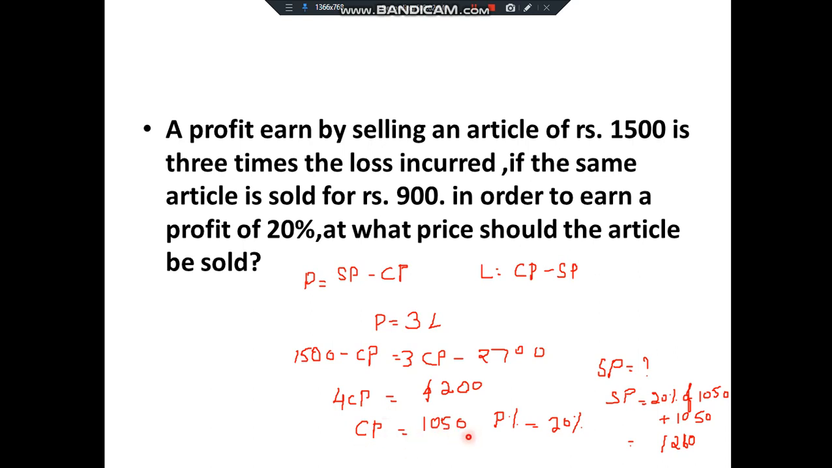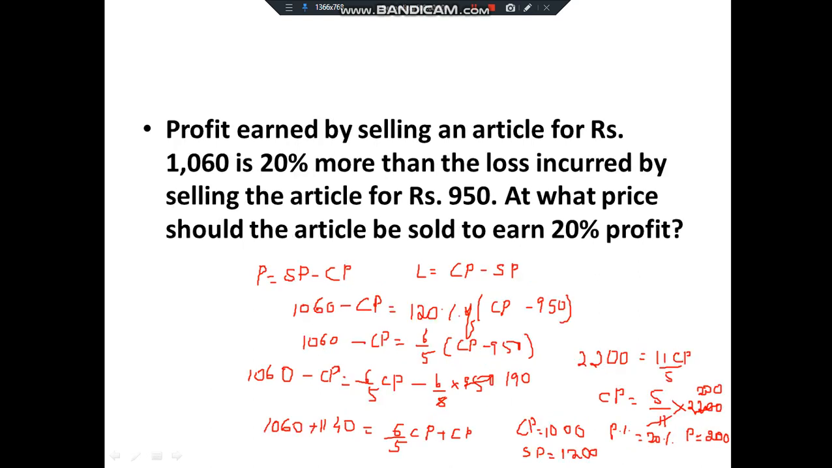Previously we stopped at this, but here one more question is there. We'll have to find the selling price for a profit of 20%. So CP we know and profit percentage we know, 20%. So selling price is nothing but 20% of cost price plus cost price. So 20% of cost price: 10% is 105, so 20% is 210, right? So add 210 to 1050, you get the value as 1260. That is your selling price. Hope you understood.